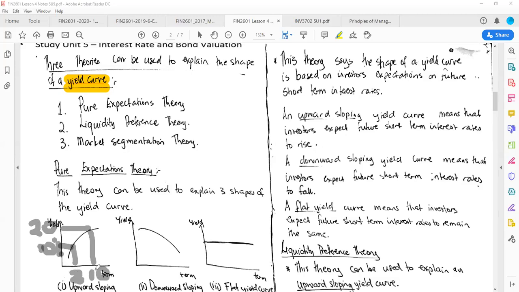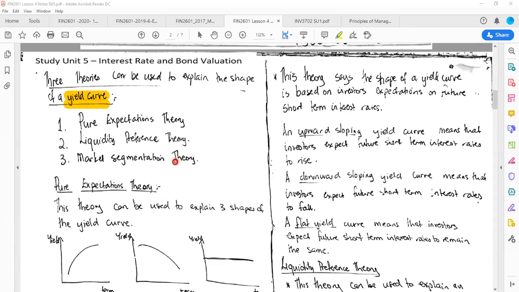It just shows you term on the horizontal axis and the cost of borrowing money for different maturities on the vertical axis. So we call that a yield curve. It's just a diagram that shows the cost of borrowing money for different maturities. It's also known as the term structure of interest rates.